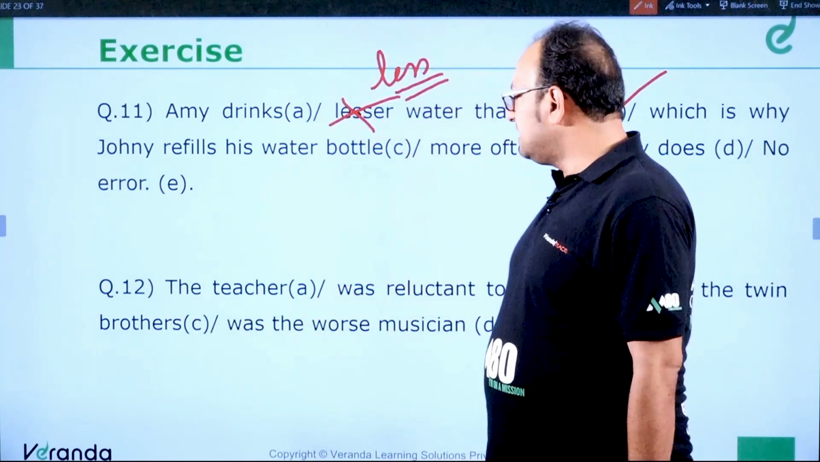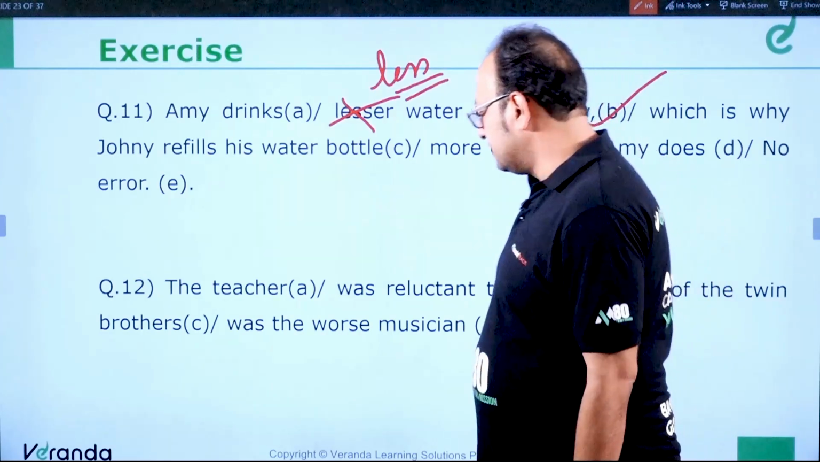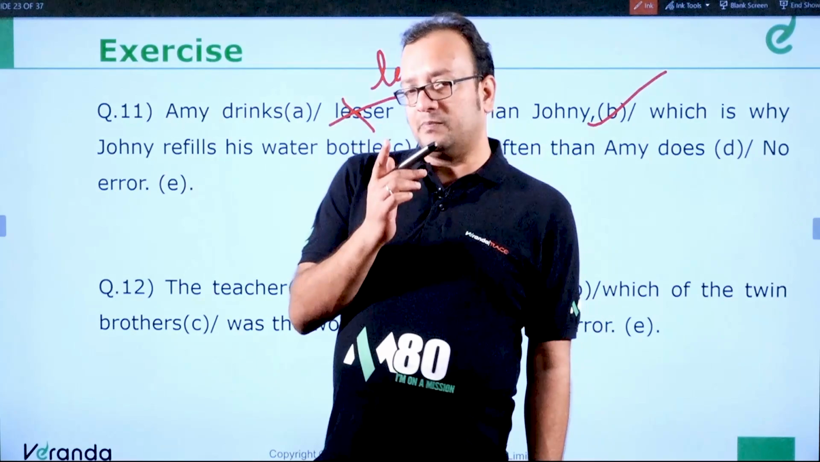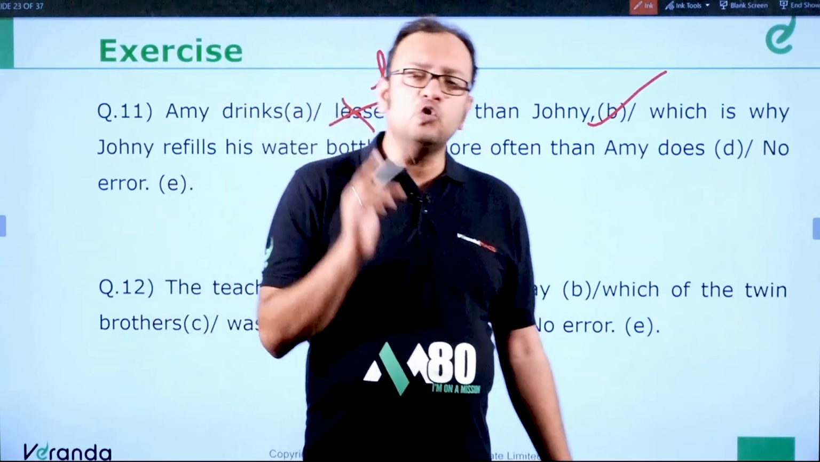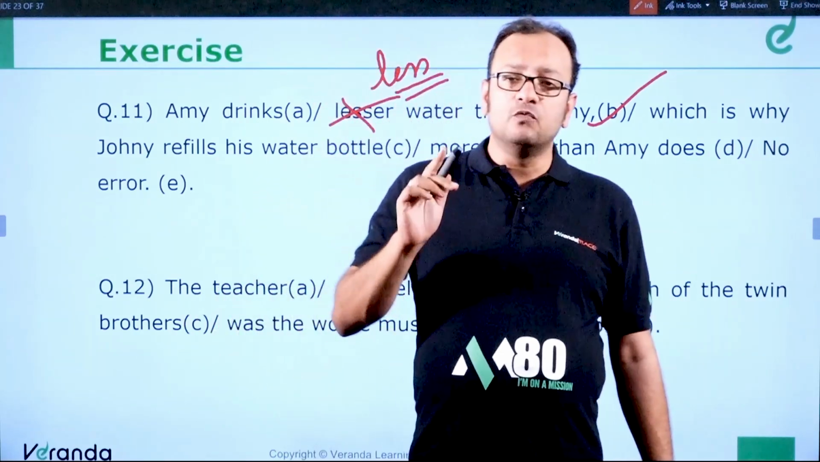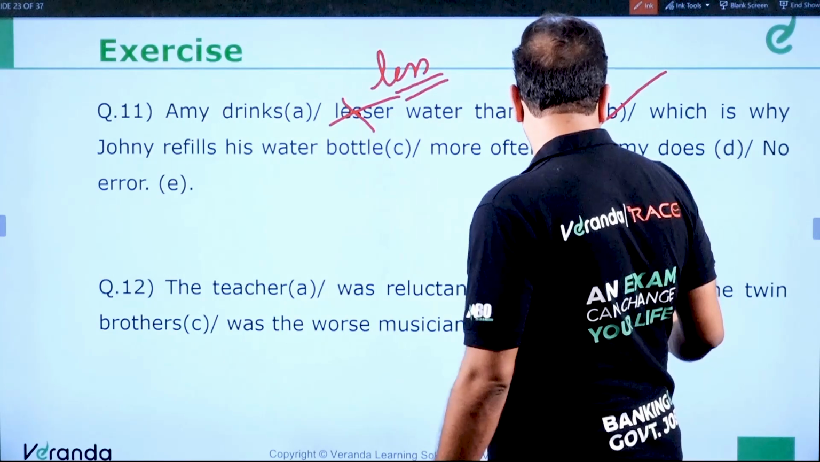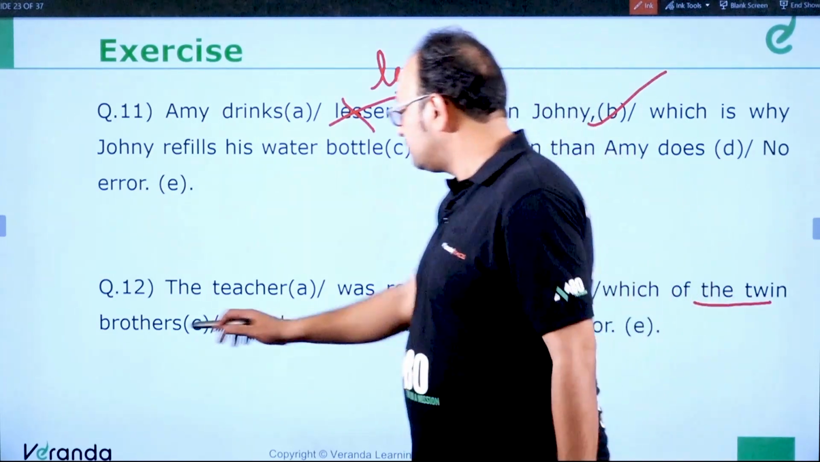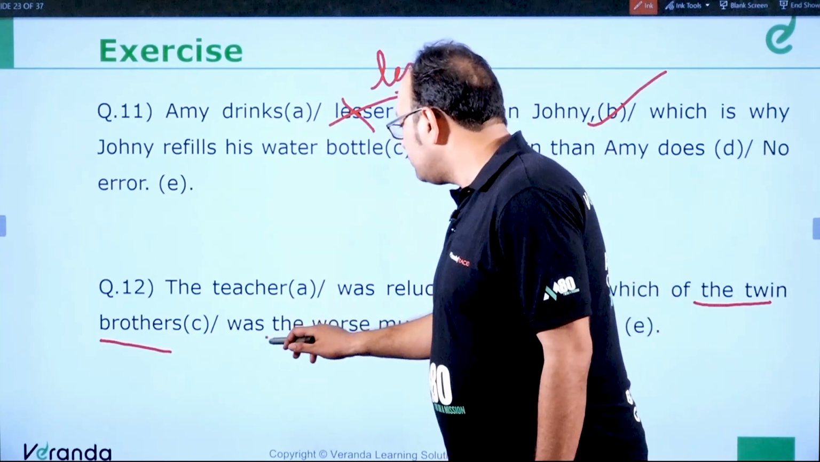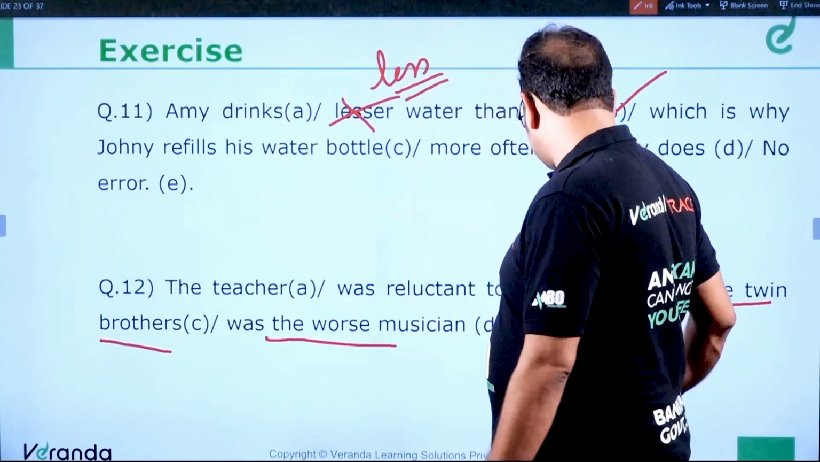Next question. The teacher was reluctant to say which of the twin brothers was the worst musician. Twin means two people. So for two people, the comparative degree should be worse. Bad, worse, worst. And in this case, you can see here it has been written the twin brothers, which means two people. And here we have used the worst. So it's nothing wrong with the sentence. It's absolutely correct sentence, no error.